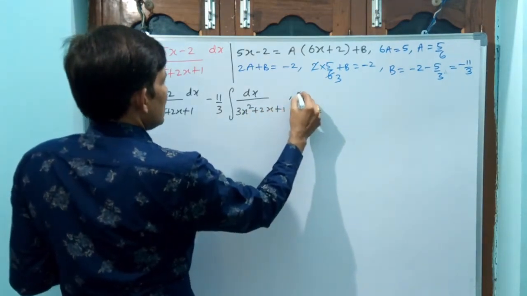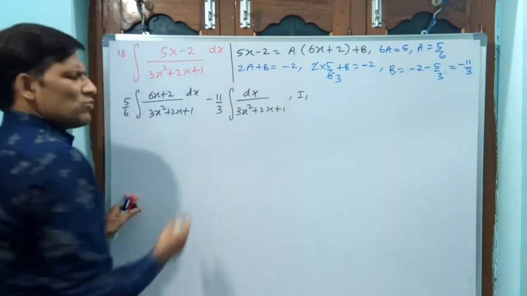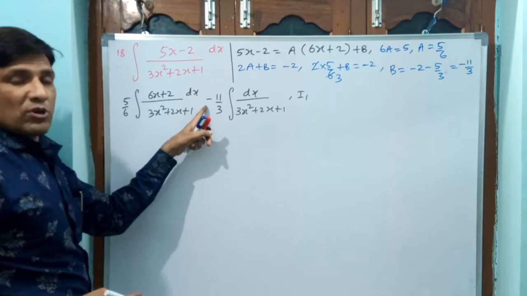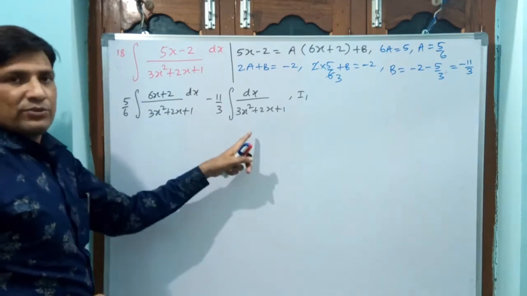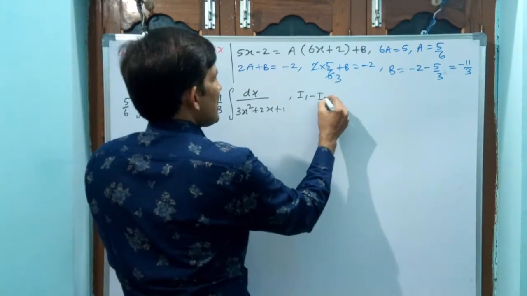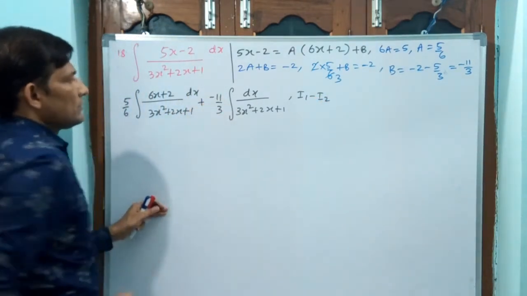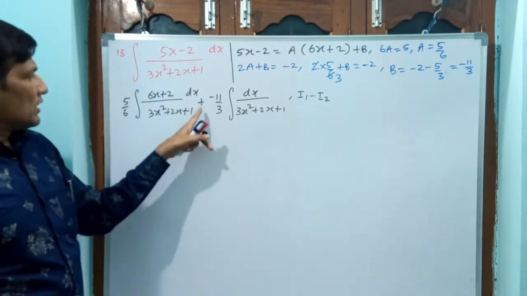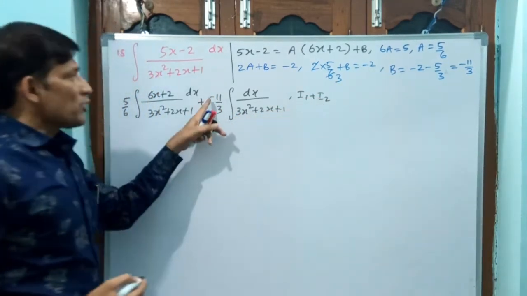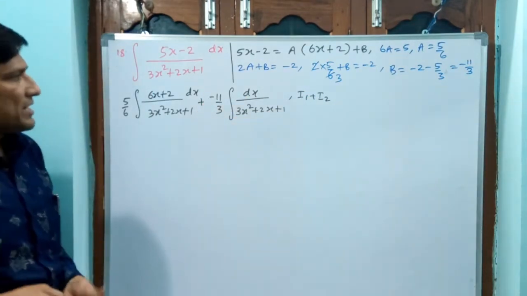Okay. This you can take as I1 minus I2, or I1 plus I2, but while writing I2 again minus you have to write. If you take I1 minus I2, then I2 you have to take directly 11 by 3. Or else I will flip like this: I1 plus I2, but I2 will be minus 11 by 3 integral. Like this you have to understand carefully.